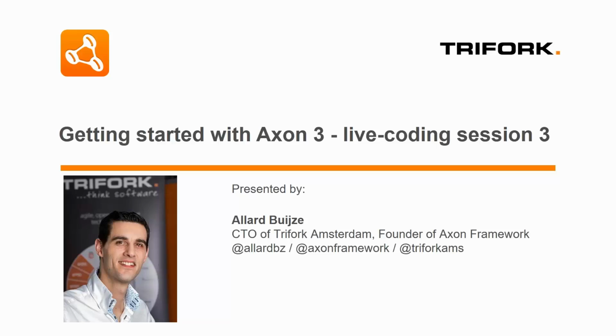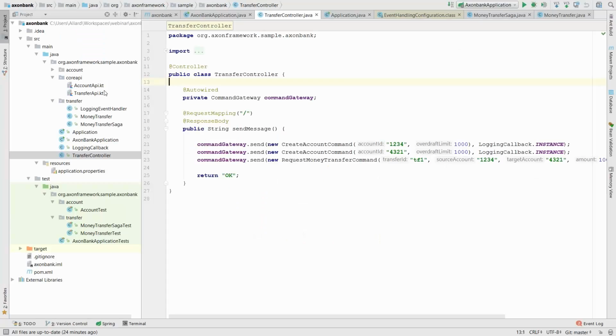So in the first few webinars, you have seen how we have built an Axon bank application, an application that allows you to create an account and then transfer money from one account to the other. A fairly simple application. So let's move quickly to the code.